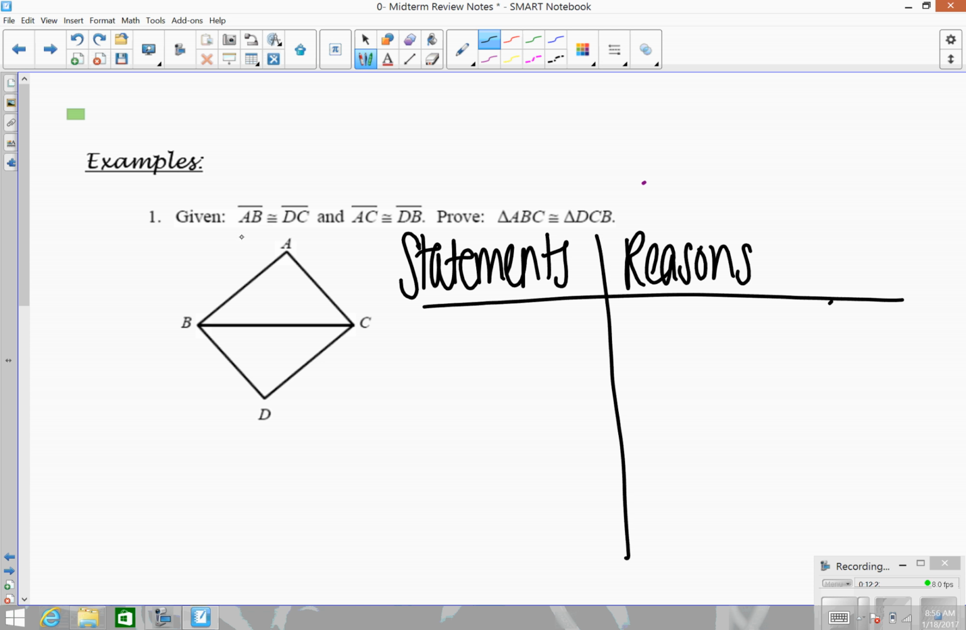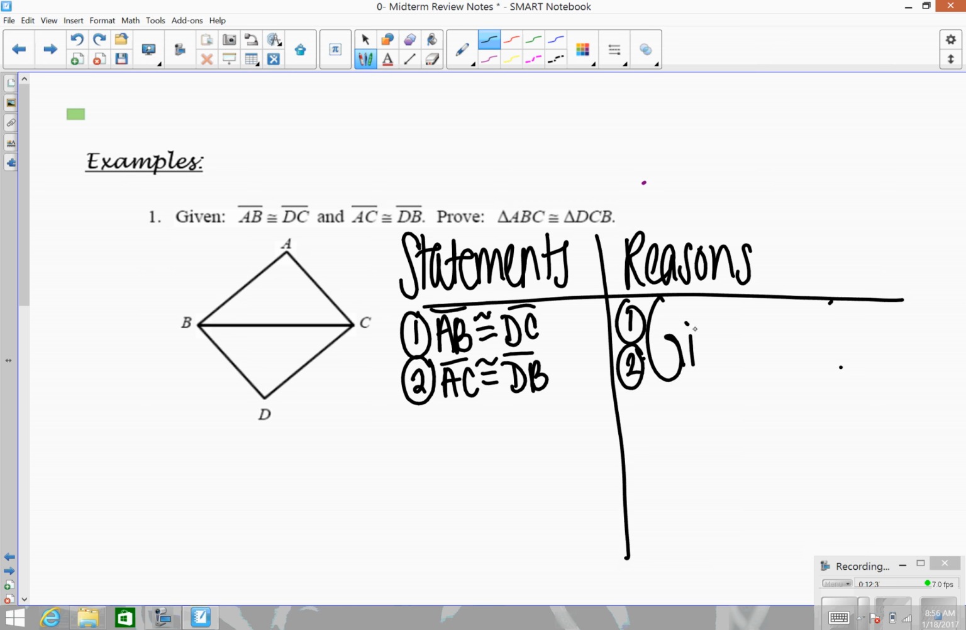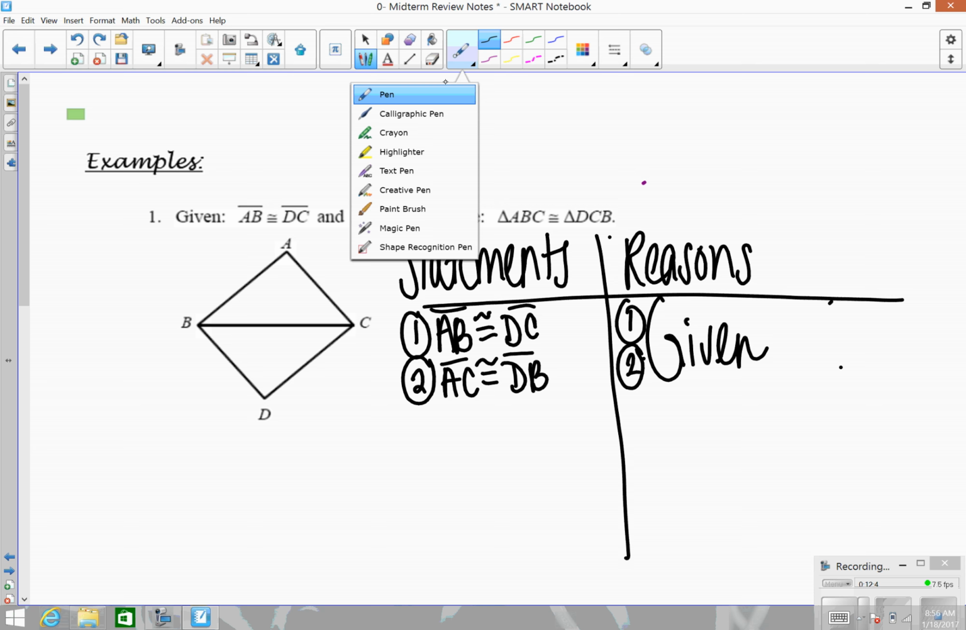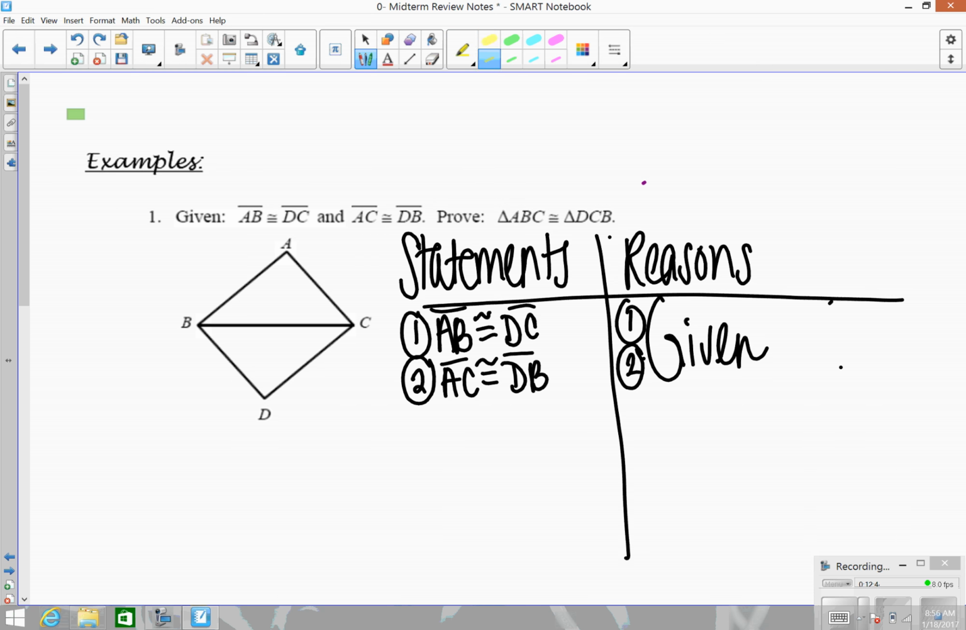So if we look at this, our givens, we can list those first. So I have my 2 columns. I'm going to write my givens. And then we're going to look at what are we trying to prove? Well, I'm trying to prove triangle ABC. So it's a good thing to highlight too, so you can see exactly what you're looking at. So triangle ABC, I'm trying to prove that that's congruent to DCB. So this triangle here.